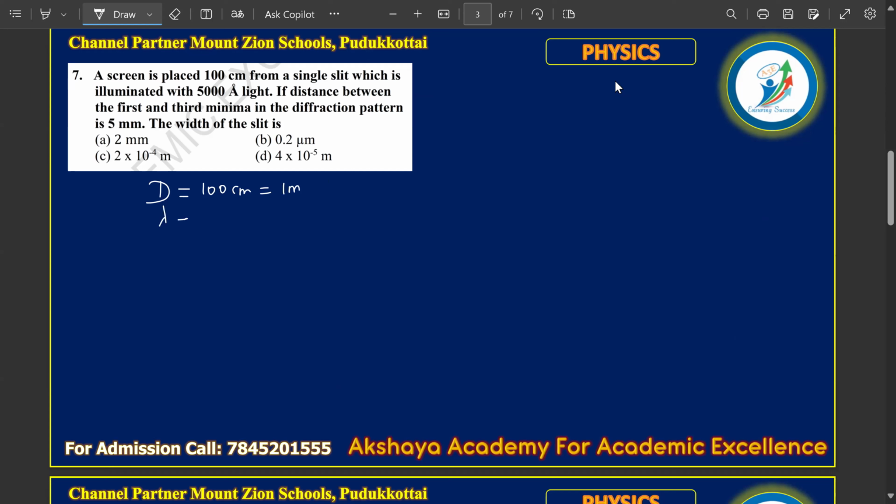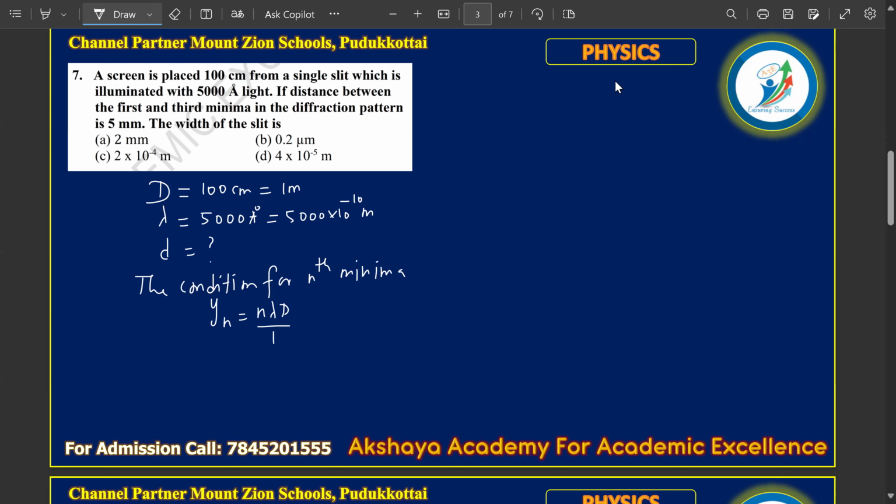And the wavelength of the light which is incident is nothing but 5000 angstrom, which is 5000 into 10 power minus 10 meter, that you know already. And we need to find out the width of the slit d. So the condition for nth minimum in a diffraction pattern, we can write yn equal to n lambda D by d.